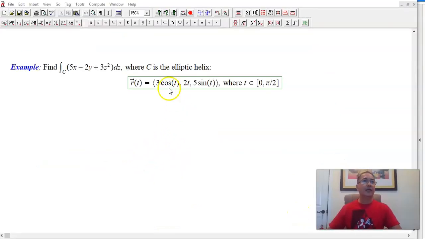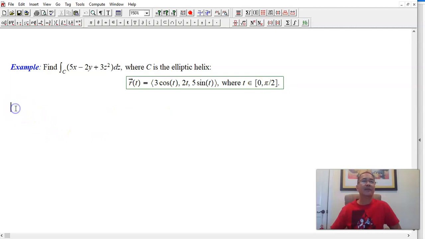Okay, so here is our second example. We want to find the contour integral along C of 5x minus 2y plus 3z squared dz. Not dx, not dy, just dz. And C is the elliptic helix parametrized by 3 cosine t, 2t, 5 sine t, and we're only going to do a quarter period from 0 to pi over 2. Okay, speaking of period, there we go.